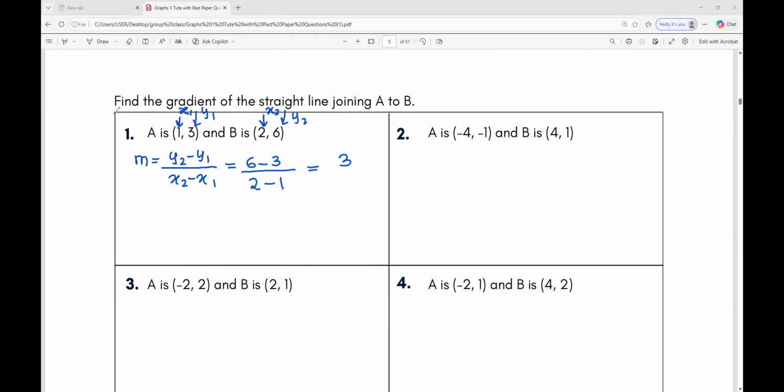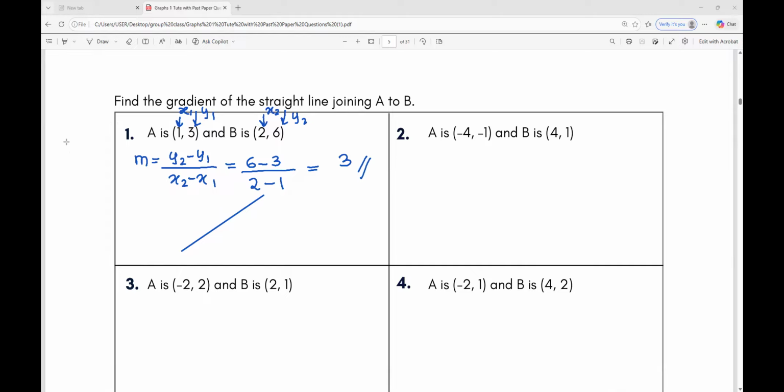2 minus 1 is also 1. No point of writing 1 in the denominator. Gradient is 3. So we should understand the shape, so don't find this blindly. We don't know the y-intercept. We can find it, but still we are talking only about gradient. So the line is like this way, not the other type. Gradient is positive.